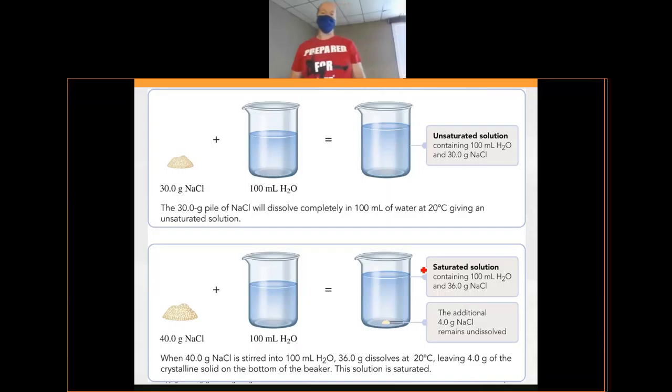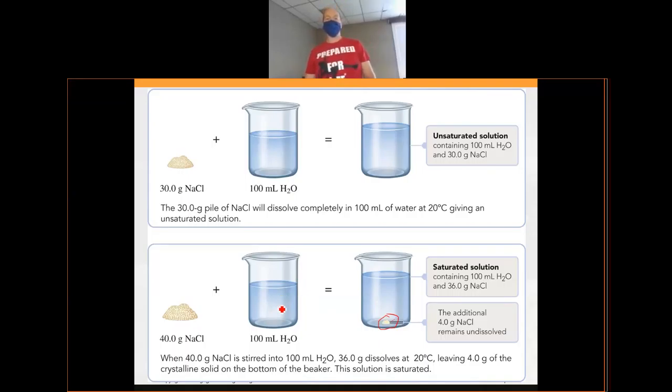So here is the example of 30 grams of sodium chloride in 100 mils of water. When you add it to the water, it looks just like water. So if you had a beaker of pure water and a beaker of salt water, visually they're going to look exactly the same if it is unsaturated. If it is saturated by putting 40 grams in 100 mils of water, which is also 100 grams of water, you will visually see the difference. The difference is you're going to have 4 grams of solid at the bottom. So it does not look like water.